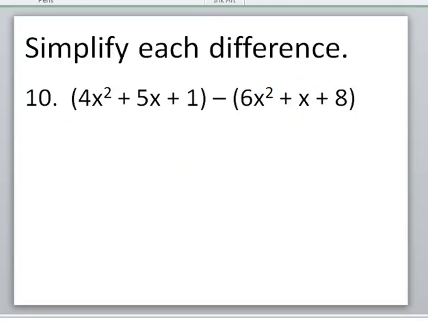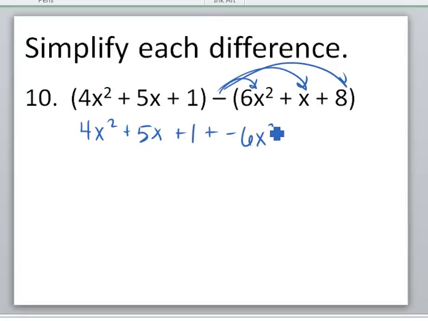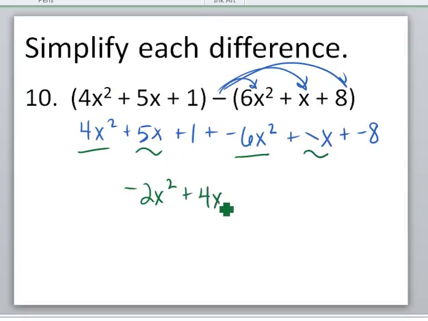Let's do 2 more of these. In this next one, I'm distributing a negative through. So I've got 4x squared plus 5x plus 1. And then I'm distributing a negative through, so I've got a negative 6x squared, a negative x, and a negative 8. So when I add my like terms, I get a negative 2x squared, 5x and negative x is positive 4x, and then a 1 and a negative 8 is a negative 7.